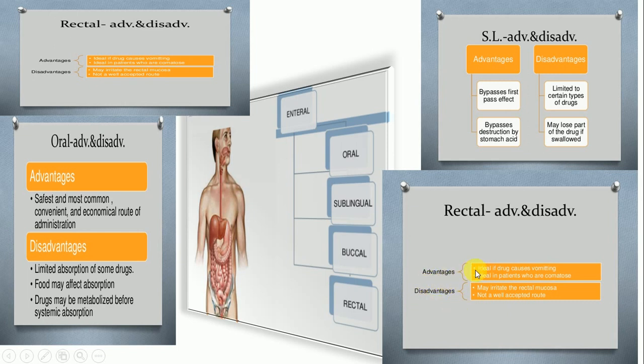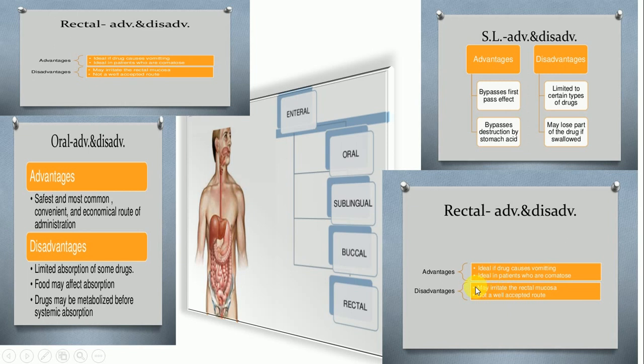One of the advantages is that it is ideal if the drug causes vomiting. Suppose the drug is highly causing vomiting to a patient. So what way will we use to administer such a drug? Therefore we take the rectal route, and this way is ideal in patients who are comatose. For patients in a coma, we use this way because they are paralyzed and can't even swallow anything.